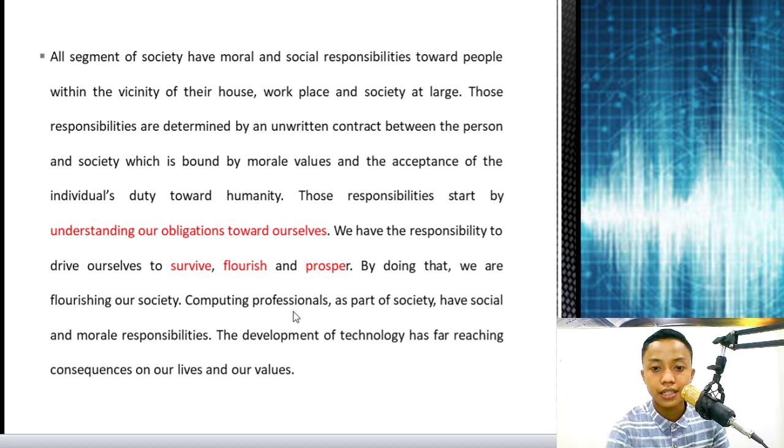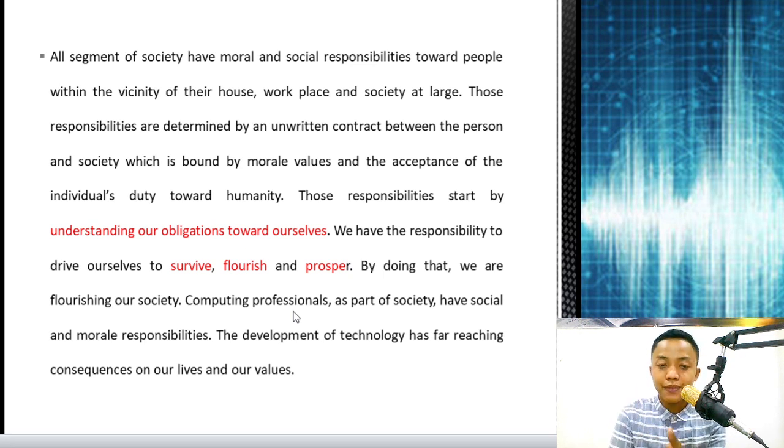Computing professionals are part of society, have social and moral responsibilities. Kaya nga po, as an mga developers, we have a great part, a big part sa ating society. We are not just called para lang po sa computer, but we are here to help also sa ating society.